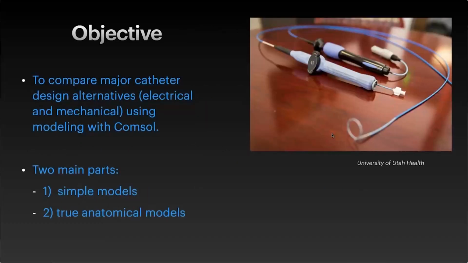Okay, so the goal will be to compare major catheter design alternatives, electrical and mechanical, using modeling with COMSOL. And as I said before, two main parts, simple models, and then more complex anatomy models.